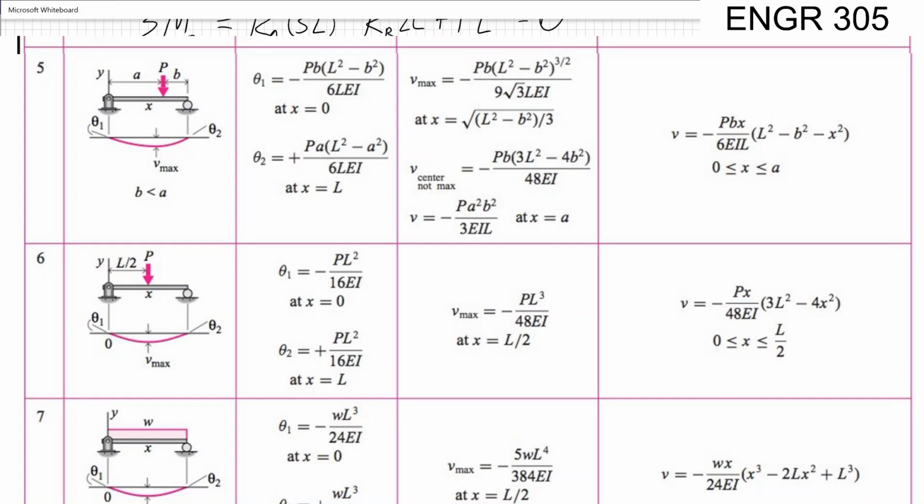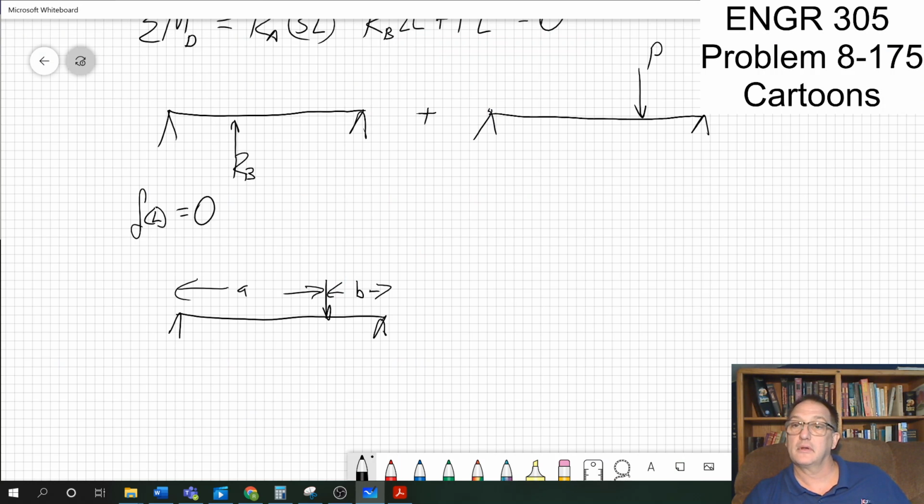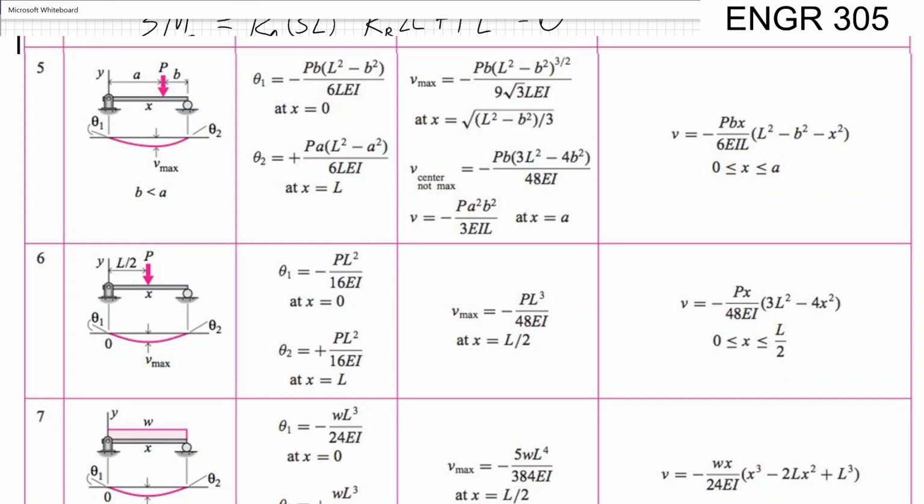I've got this situation where this is B and this is A. All right. And they're putting a load P on it, and then I've got a deflection equal to minus PBX over 6EIL.